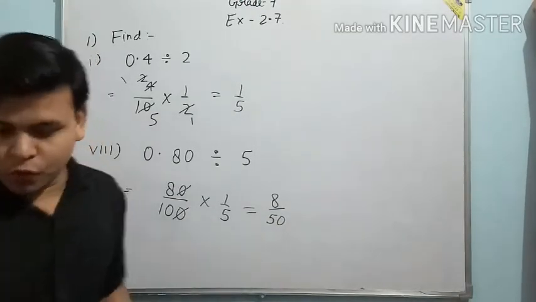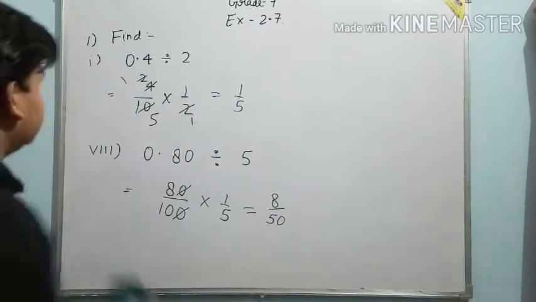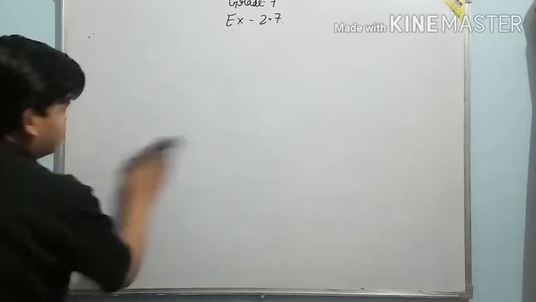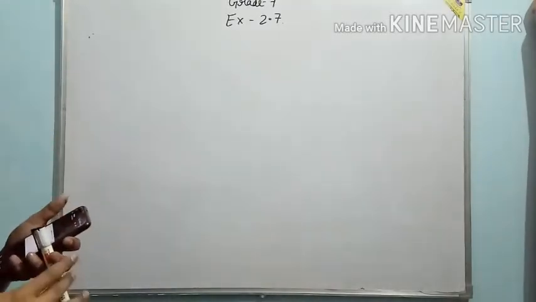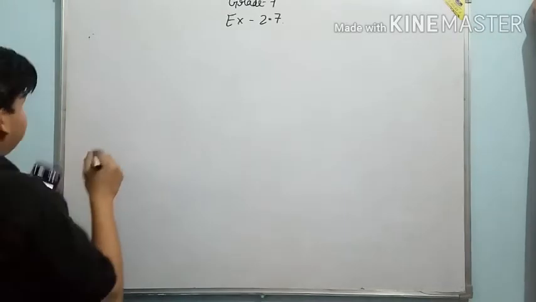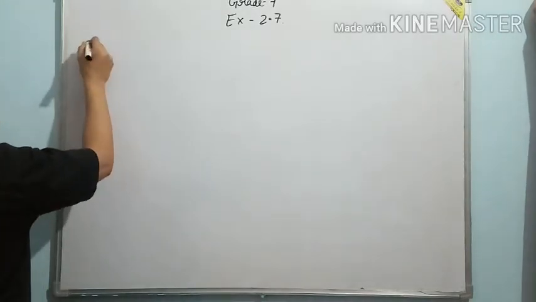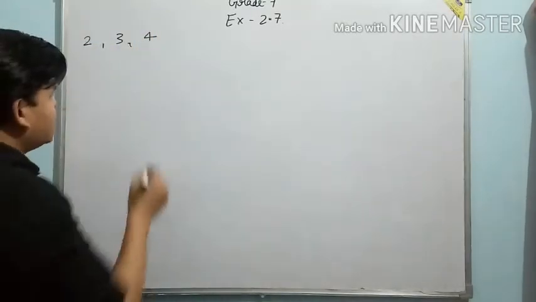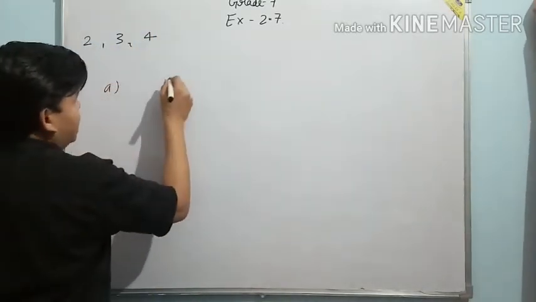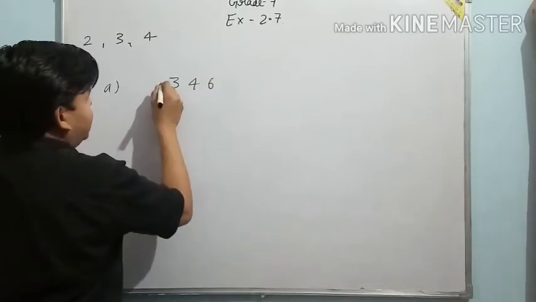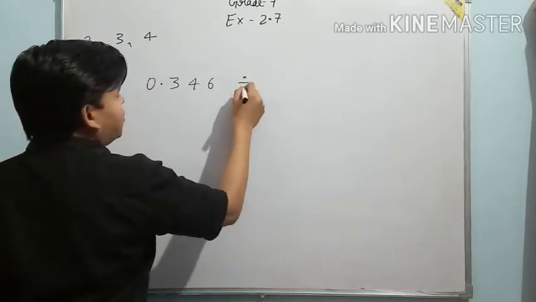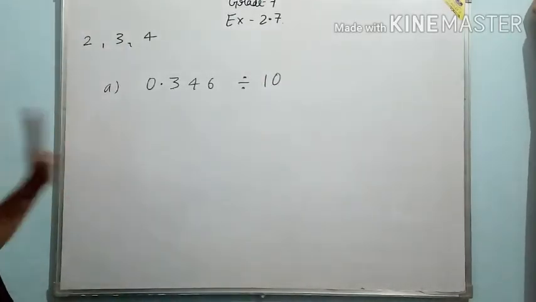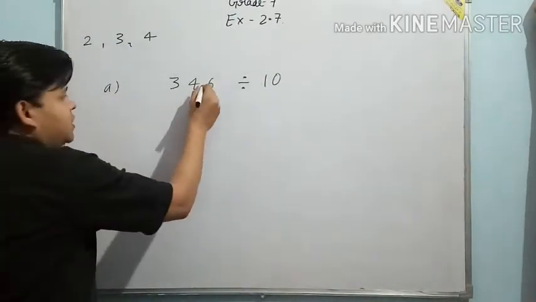So question number 2, first of all I will have to erase this. This is dividing by 10, 100, 1000. So for question number 2, 3 and 4, I will tell one method which will work in all three questions. Suppose I have a number here, 3, 4, 6, and the decimal is here, and I am going to divide this by 10.